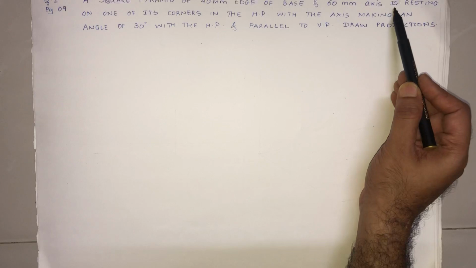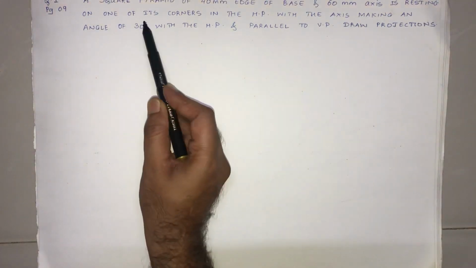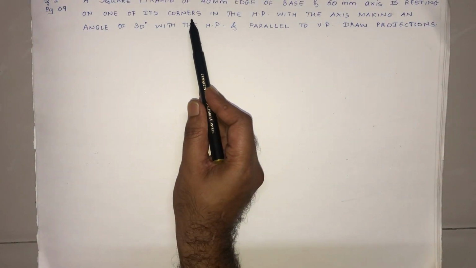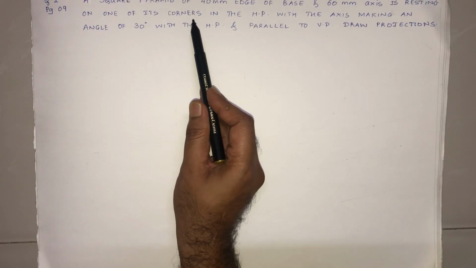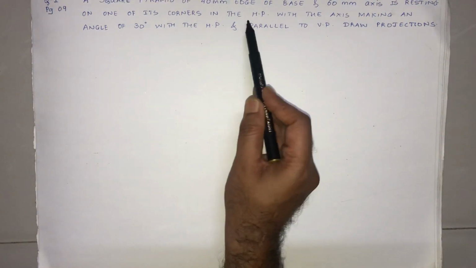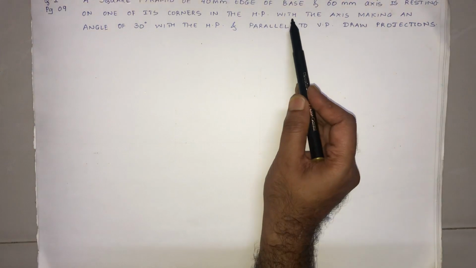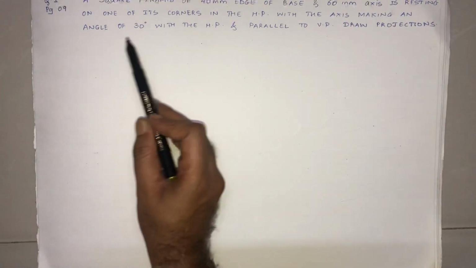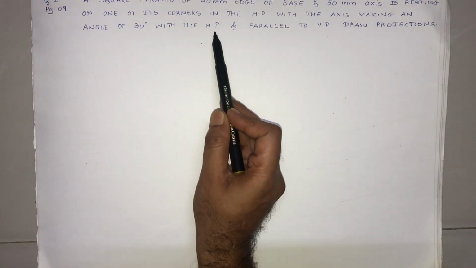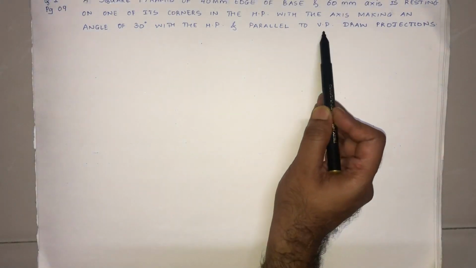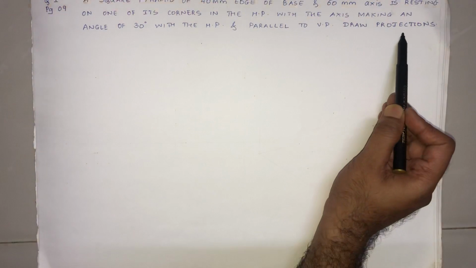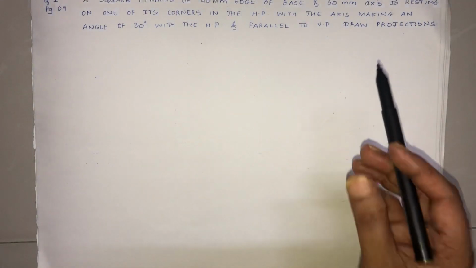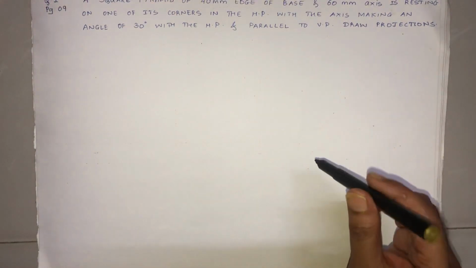See what they have written. Is resting on one of its corners. They're talking about a base corner. One of its corners in the HP, horizontal plane, with the axis, remember, OM, making an angle of 30 degrees with the HP and parallel to the VP, vertical plane. Draw the projections. Now, how do you approach this problem?